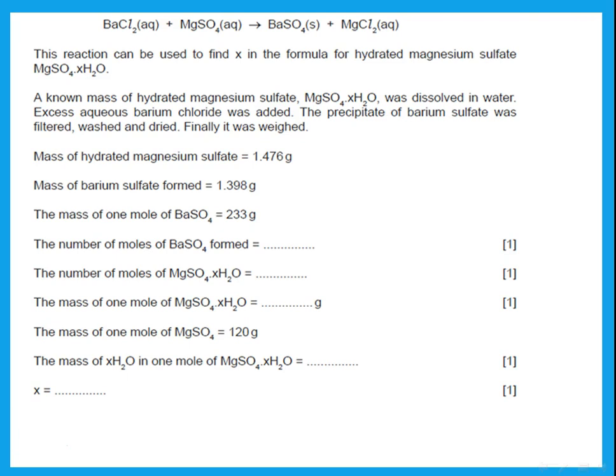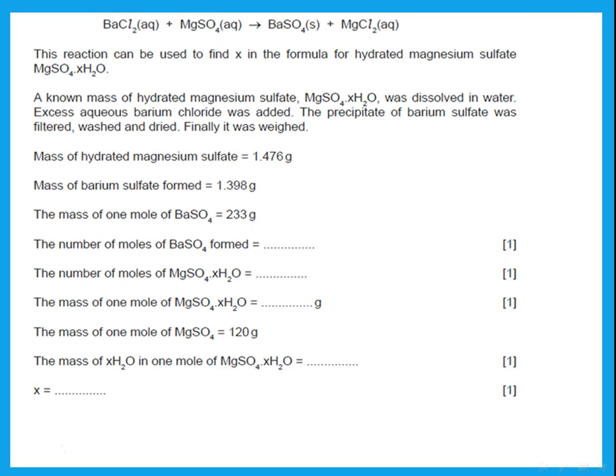In this reaction, barium chloride plus magnesium sulfate gives barium sulfate plus magnesium chloride. This reaction can be used to find the X in the formula of the hydrated magnesium sulfate, MgSO4·xH2O. So we're trying to find what X is.